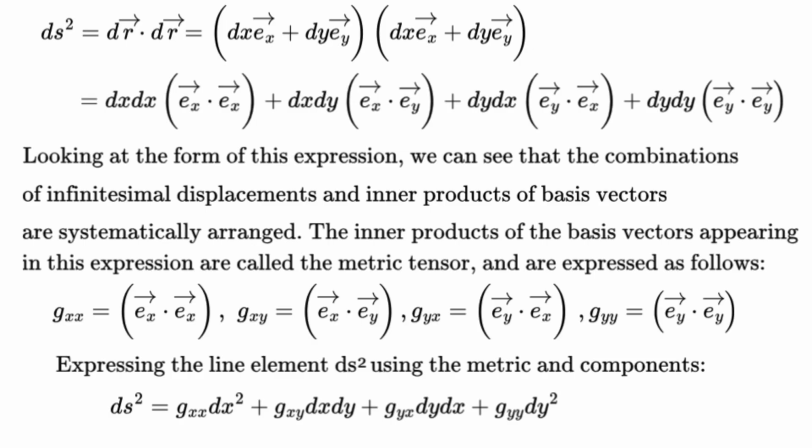Looking at the form of this expression, we can see that the combinations of infinitesimal displacements and inner products of basis vectors are systematically arranged. The inner products of the basis vectors appearing in this expression are called the metric tensor and are expressed as follows. Expressing the line element ds squared using the metric and components.